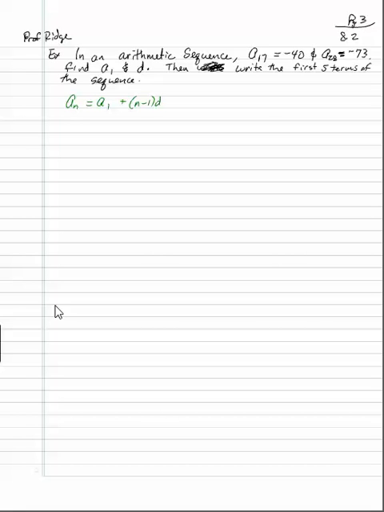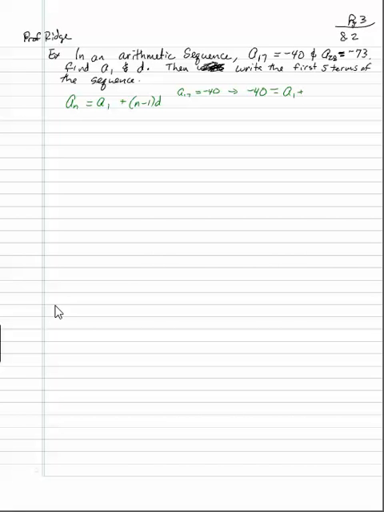And basically we're going to do like the last problem, and think of this as like 2 points. So if I use a sub 17 equals negative 40, I'm going to plug that into the general equation, and that's going to give me negative 40 equals a sub 1, I don't know.